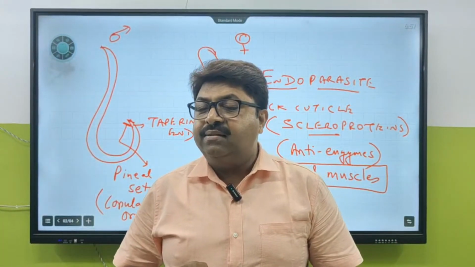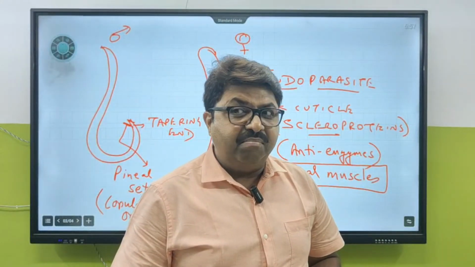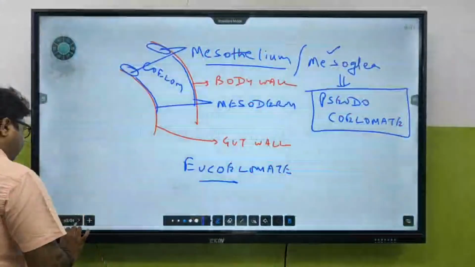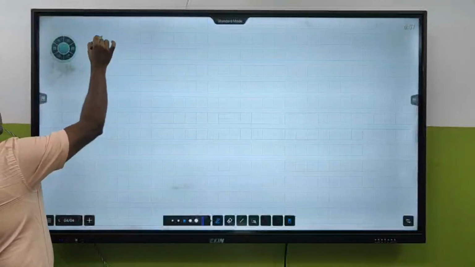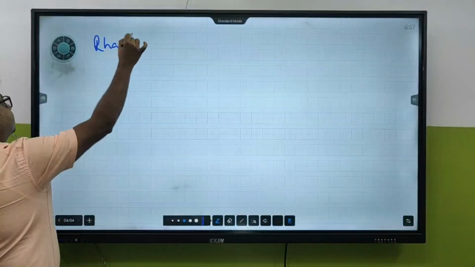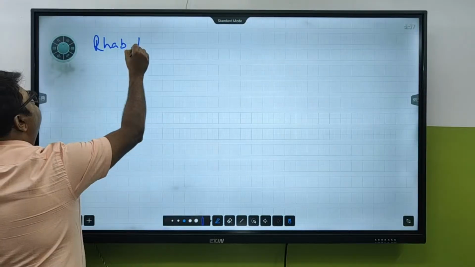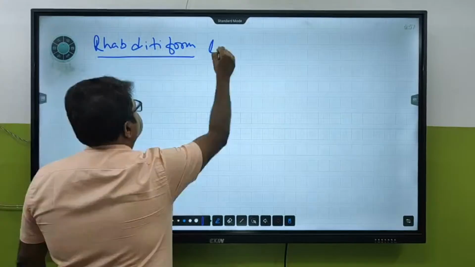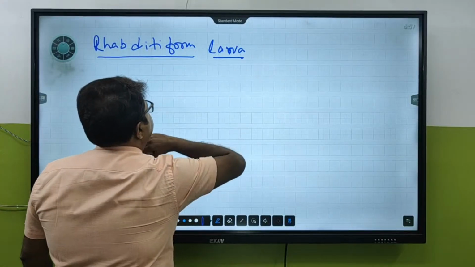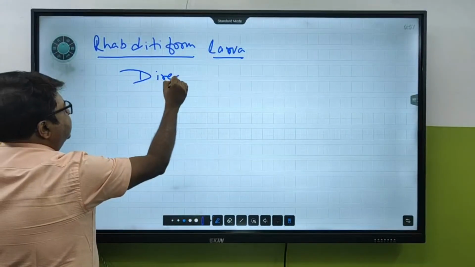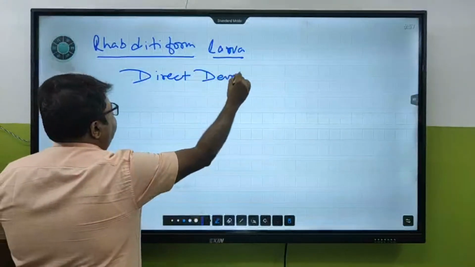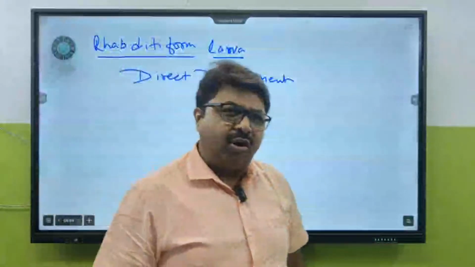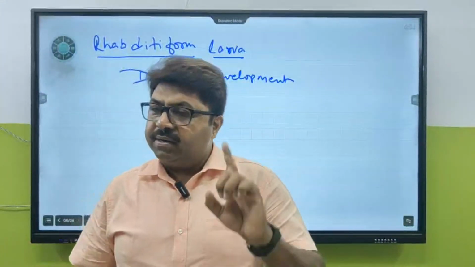They don't have a larva, but few of them have got a larva, and the name of the larva that they have is rhabdidiform larva. So majority of them show direct development. Only few of them show indirect development, only few of them have got a larva.